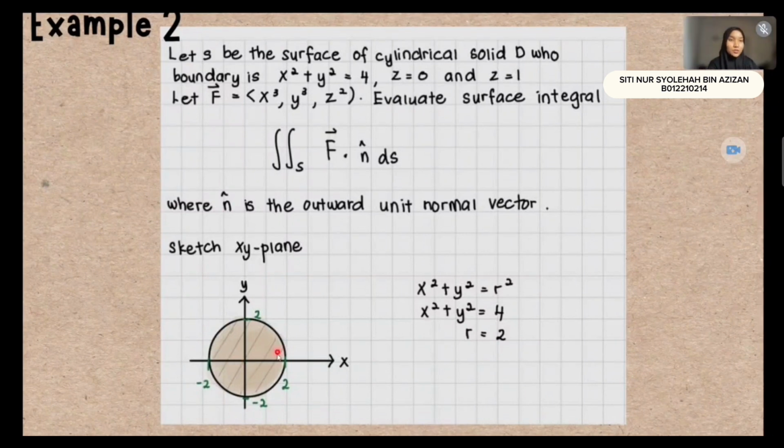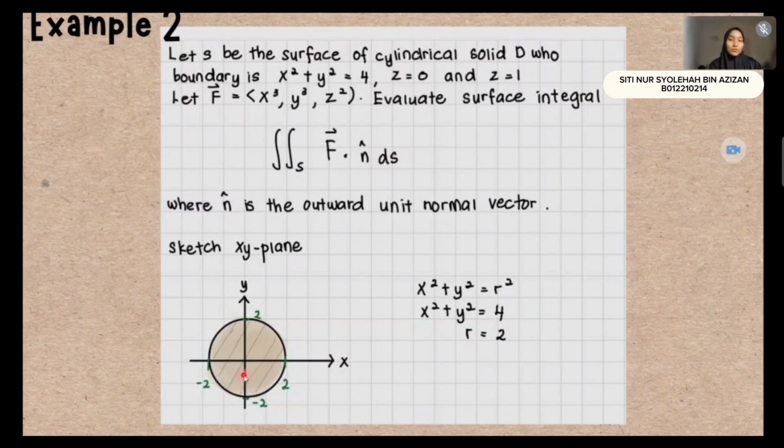The first thing is we need to sketch the 2D sketch. So we sketch the xy plane, where x squared plus y squared is equal to r squared. So x squared plus y squared equal to 4, and we get r equal to 2. So now we can determine the limits: r from 0 to 2, and for theta, we know it is from 0 to 2 pi.